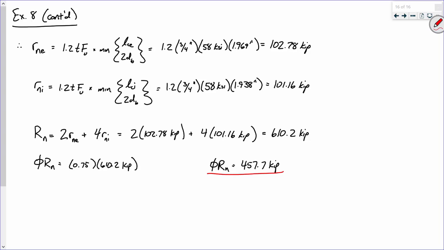Now, let me ask you this. Based off of what we've done so far, if I start loading this connection, does bolt shear govern? Think about that. No, right? Because look at the capacities. The capacity in bolt shear is about 480 kips. But for bolt bearing, so far, our capacity is 457. So what that means is if I take this plate and I start yanking on it, the plate is going to fail before the bolts snap in half, right? So this is what governs the capacity of this section so far, okay? We're technically not done because there's a whole other set of plates we've got to assess, okay?